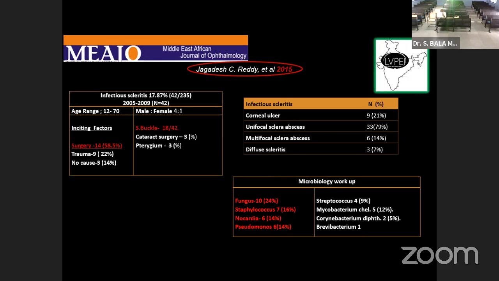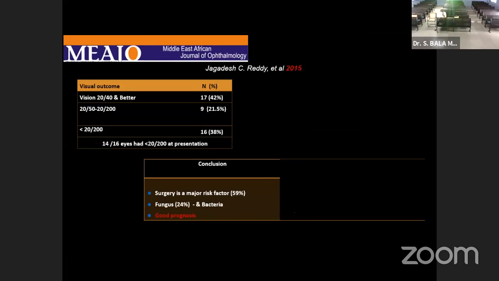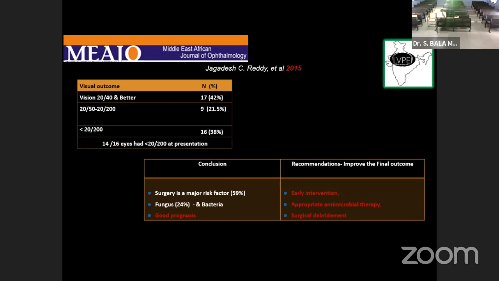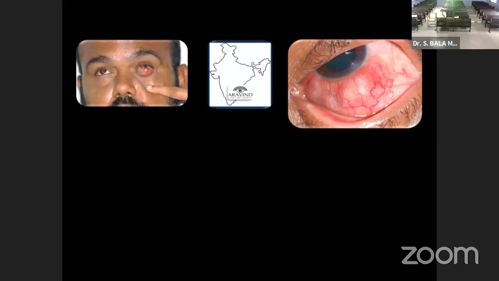And he said that the fungal etiology is super common in the developing world. And it had a good prognosis when appropriately treated and with meticulous surgery. And they also came up with the recommendation that early intervention and appropriate antimicrobial treatment and debridement is essential. I thank Dr. Ratnam for sharing these slides.